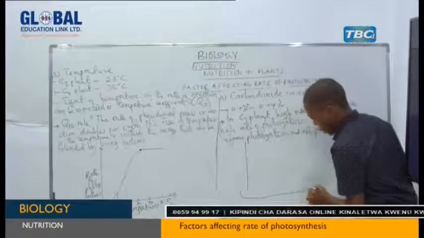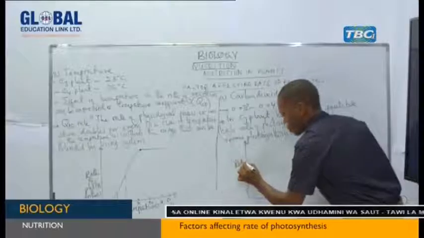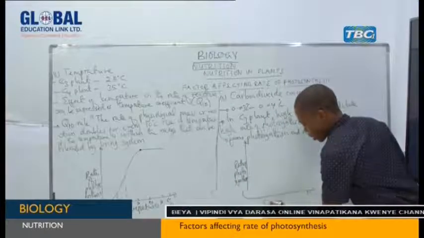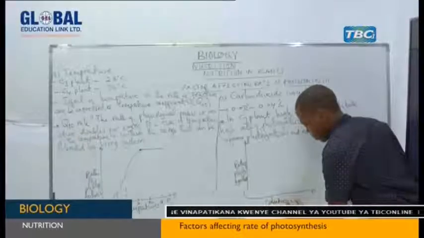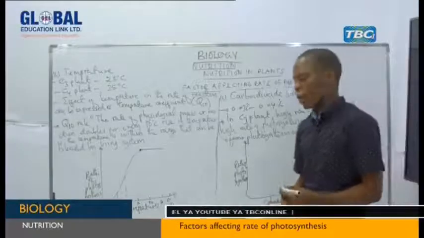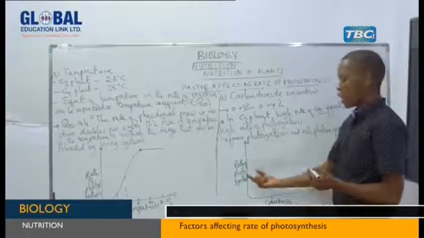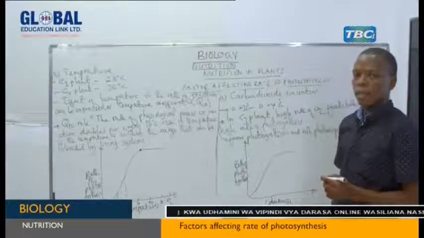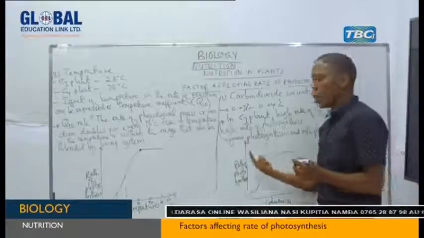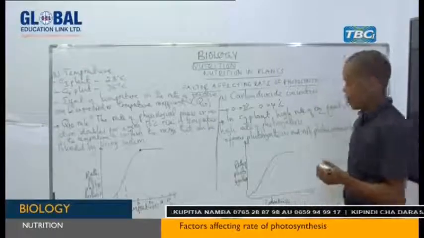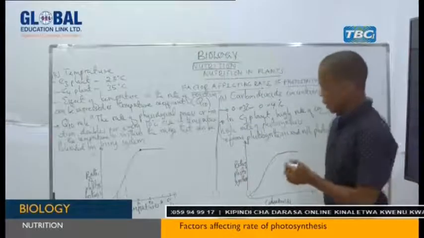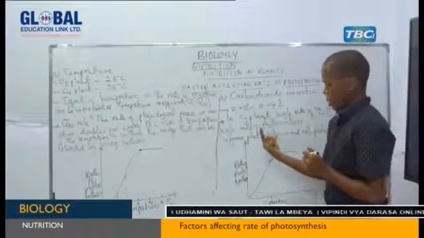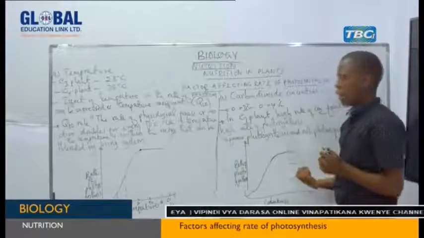Graphically, this carbon dioxide concentration, we can present it as follows. Rate of photosynthesis, this is carbon dioxide. As we have said, as the carbon dioxide increases, the rate of photosynthesis again increases. But it reaches a point when this carbon dioxide exceeds the normal level required by the plant, it becomes harmful. And that is why at this point there is a decrease in the rate of photosynthesis because of high level of carbon dioxide concentration, which will affect the plant.